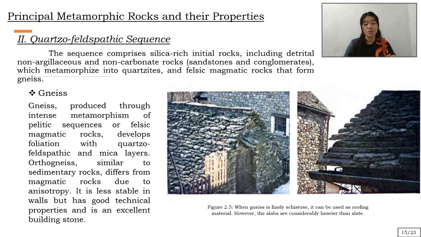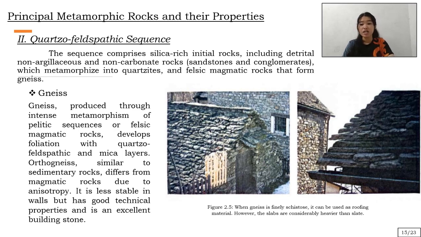One way is through the intense metamorphism of a specific type of sedimentary rock called a pelagic sequence. Another way is from the metamorphism of felsic magmatic rock in the quartzo-feldspathic sequence. So in the quartzo-feldspathic sequence, gneiss produced through intense metamorphism of pelitic sequences or felsic magmatic rocks develops foliation with quartzo-feldspathic and mica layers. Orthogneiss, similar to sedimentary rocks, differs from magmatic rocks due to the anisotropy.